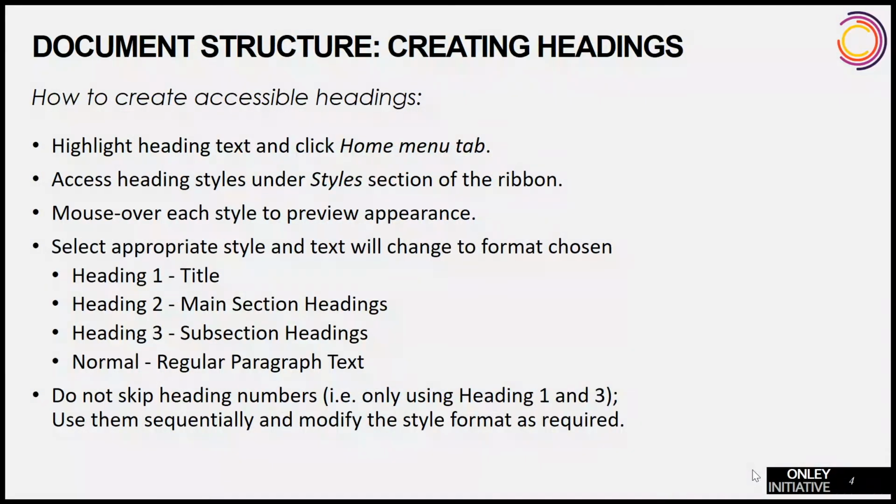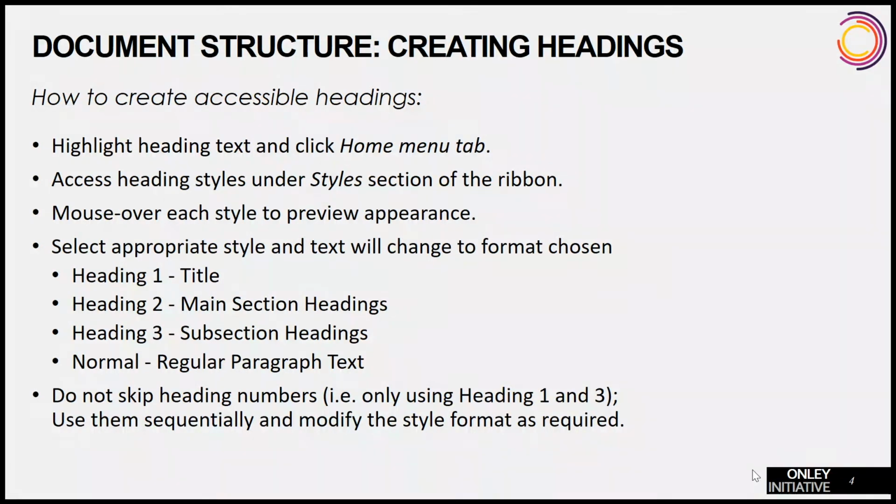We suggest you use 3 to 4 levels of heading styles. Use heading 1 for the document's title, use heading 2 for the document's main section headings, use heading 3 for subsection headings. Use the normal style for regular paragraph text. Do not skip heading numbers. Use them sequentially. If you're only using 2 heading styles, for instance, don't jump from heading 1 to heading 3.